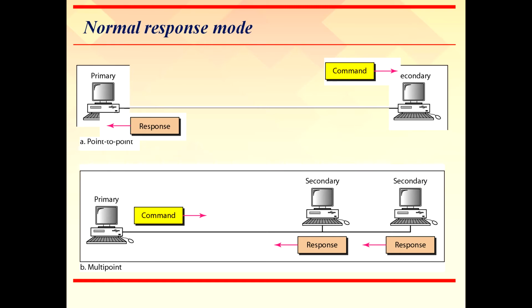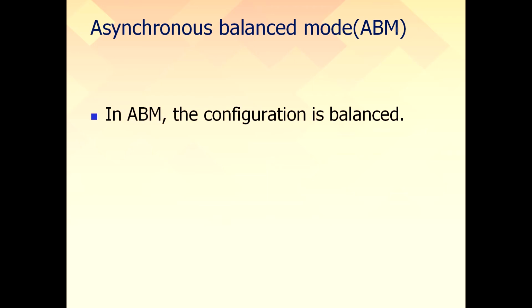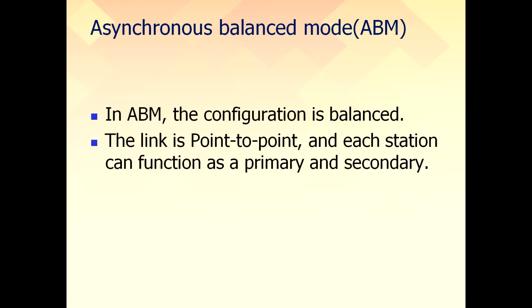Okay, next type, transfer mode: asynchronous balanced mode. In ABM, the configuration is balanced. In NRM, the configuration is unbalanced. Here, in ABM, the configuration is balanced, and it is only for point-to-point connection. There is no multi-point connection.